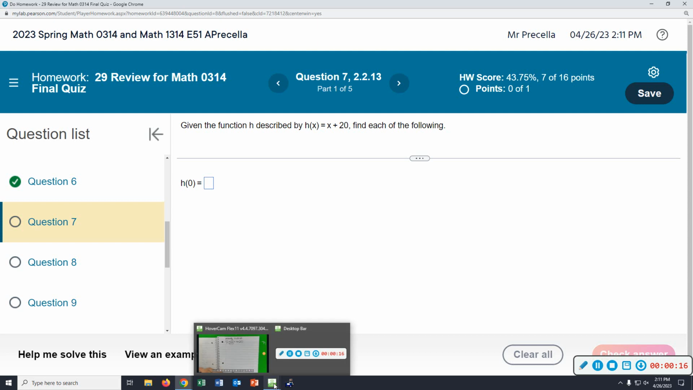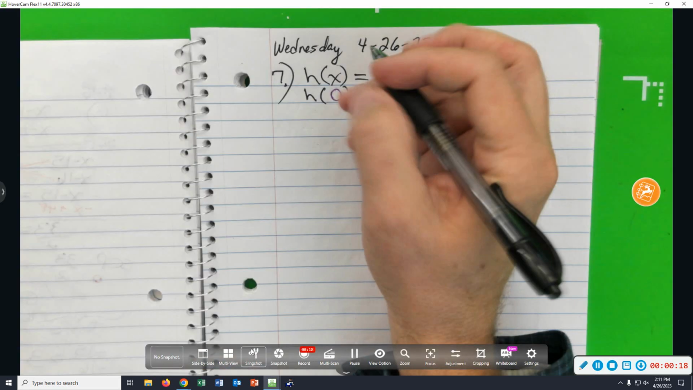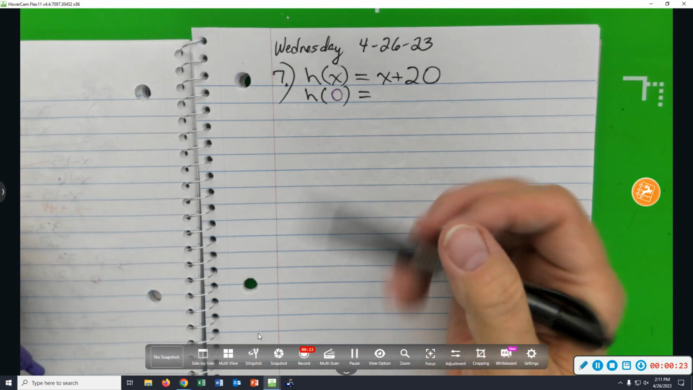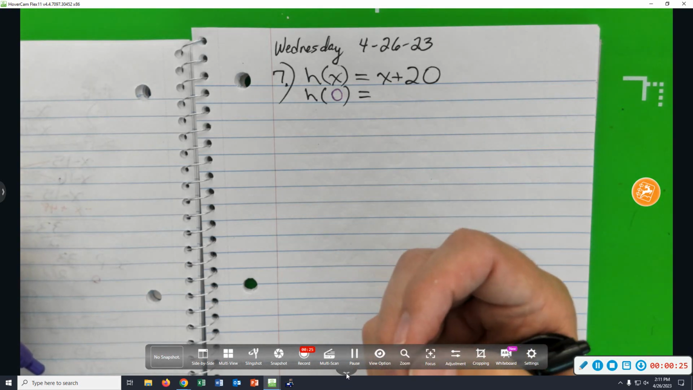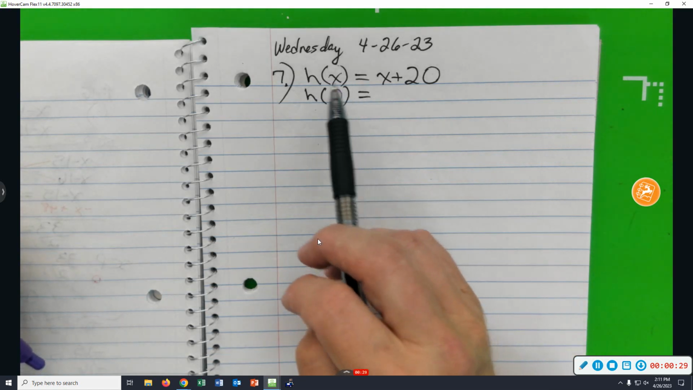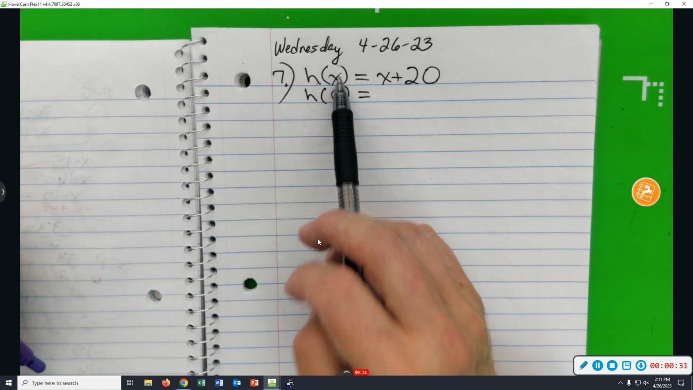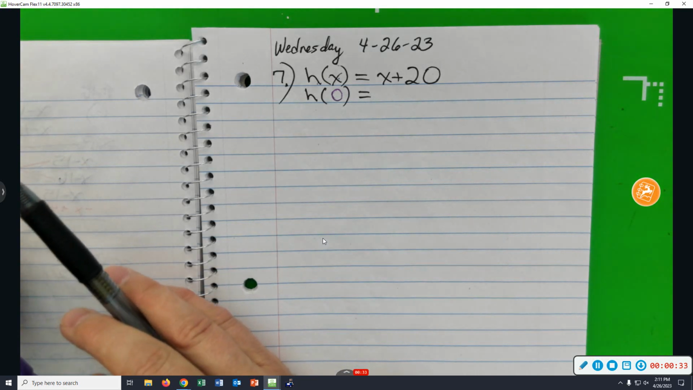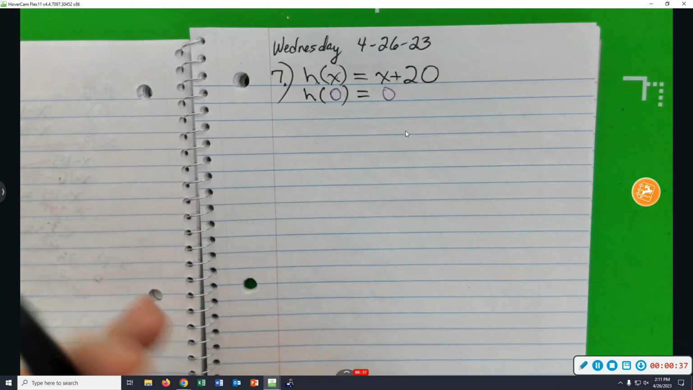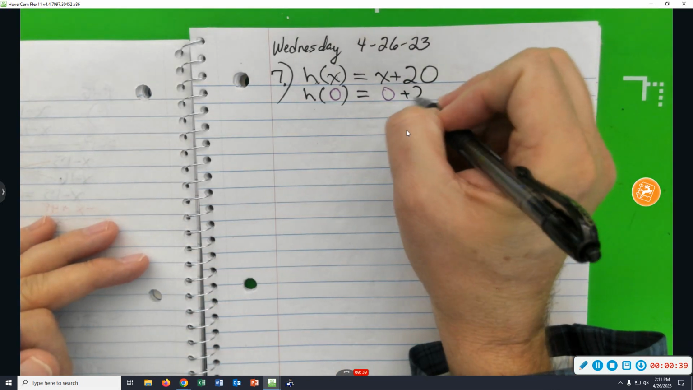We're ready for number 7, and they give us a function, h of x equals x plus 20. They ask us to find h of 0, and we know that means go to the function h, and wherever we see an x, we're going to replace it with 0. 0 plus 20 gives us a final answer of 20.